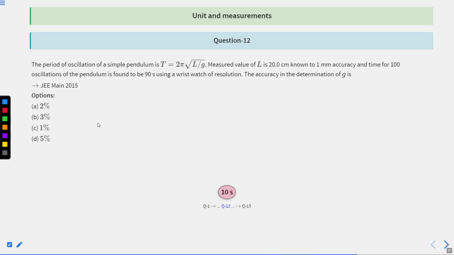12th question. The period of oscillation of a simple pendulum is T equal to 2 pi under root L by G. The measured value of L is 20 centimeter, known to 1 mm accuracy, and the time for 100 oscillations of the pendulum is found to be 90 seconds using a wristwatch of resolution. The accuracy in the determination of G is what? You have 10 seconds to solve this question. Which one is correct? A, B, C, and D.